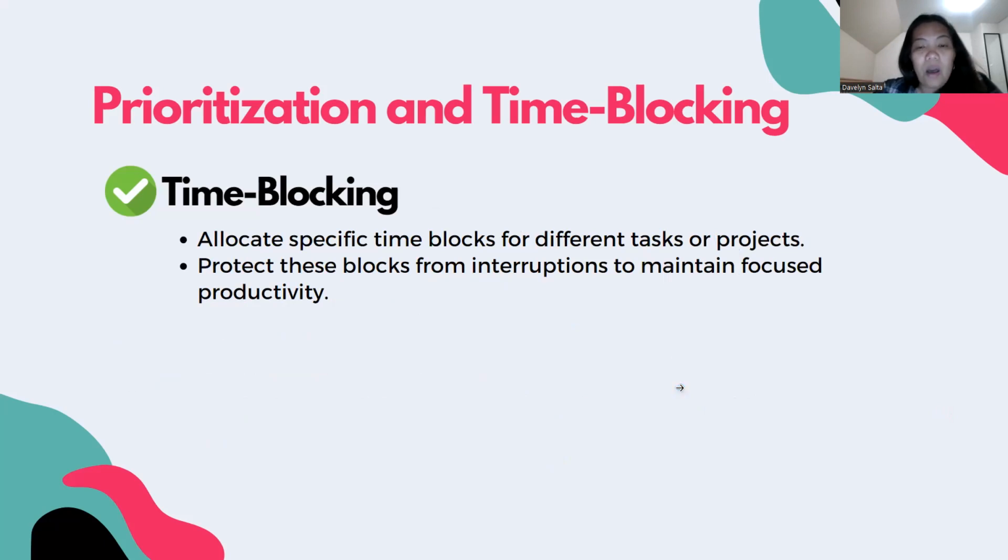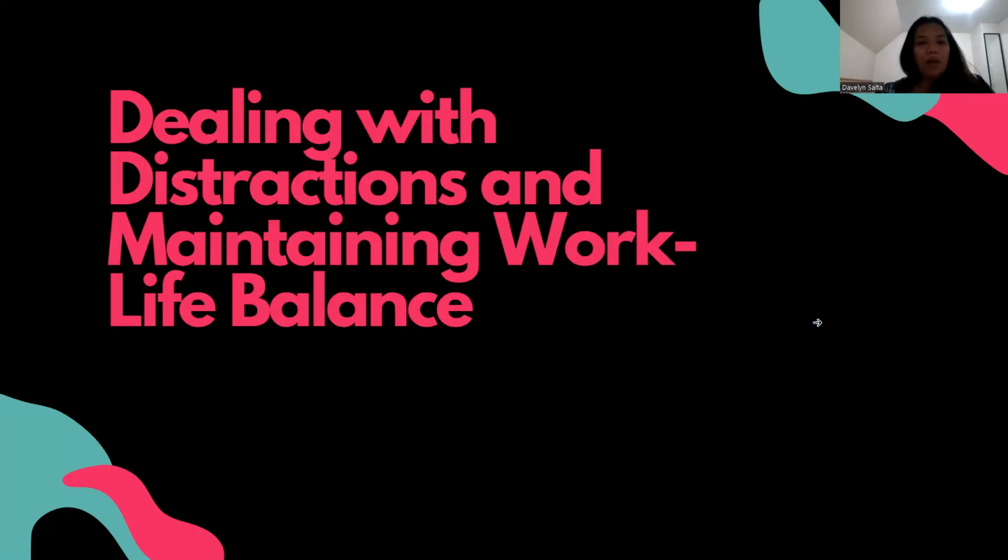Next is time blocking. Allocate specific time blocks for different tasks or projects, and then protect these blocks from interruptions to maintain focused productivity. If you have a high priority task or project, it's 1 hour project, okay? You have to block that 1 hour, and it should be specifically dedicated to that one task alone, okay? So that's what you call time blocking.